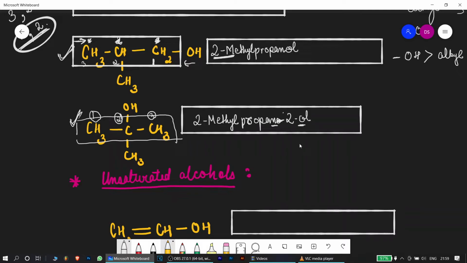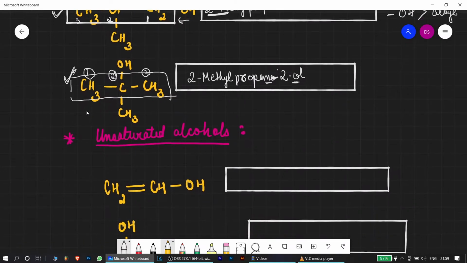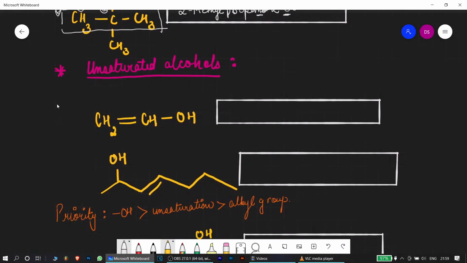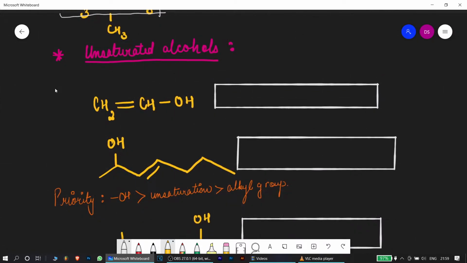Now coming to the last type of alcohols, which are unsaturated alcohols. Now if you don't know what unsaturated alcohols are or what is unsaturation, please go and watch that video. I have explained it very, very nicely over there. But just to get started with it, unsaturated compounds can be of two types. They can be alkenes, that means if they have double bonds between carbon and carbon, and they can be alkynes, that means if there are triple bonds between two carbons, right? So yeah, that is called unsaturation.